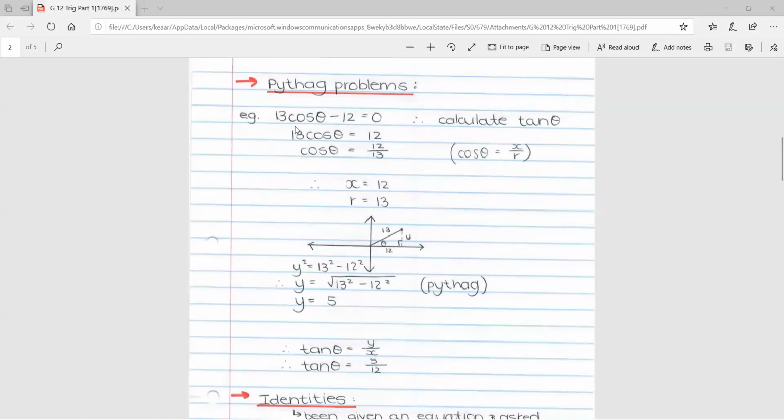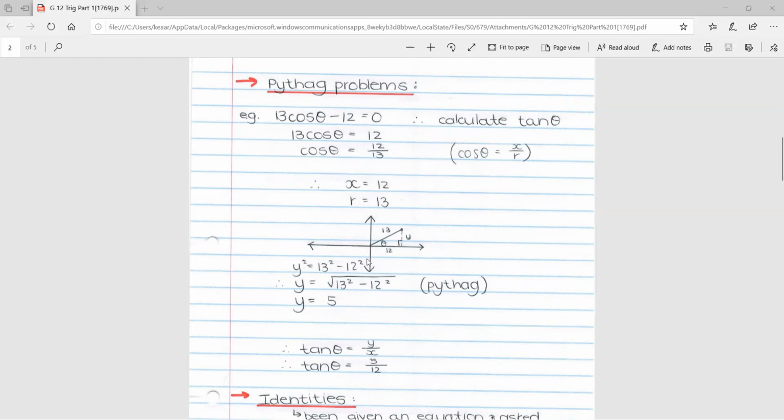We then want to take the 13 across, so we're going to divide. So it's going to be cos theta equals 12 over 13. But we know that cos theta is equal to x over r from our basics above. So then, if 12 over 13 is ultimately x over r, x equals 12 and r equals 13.